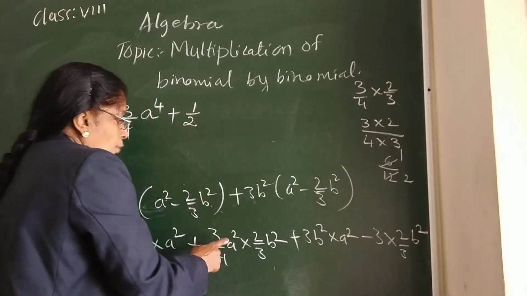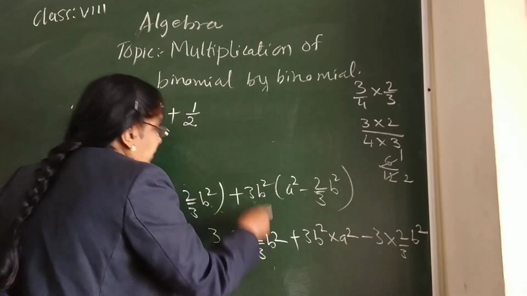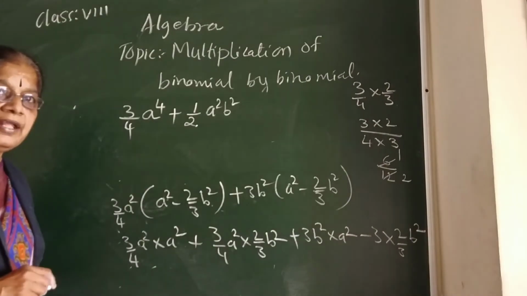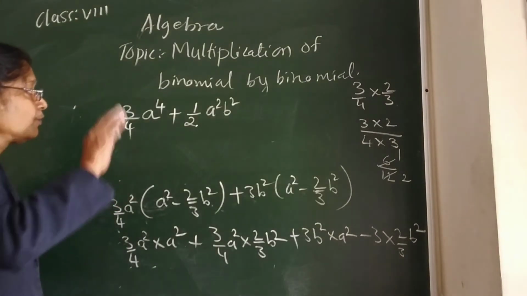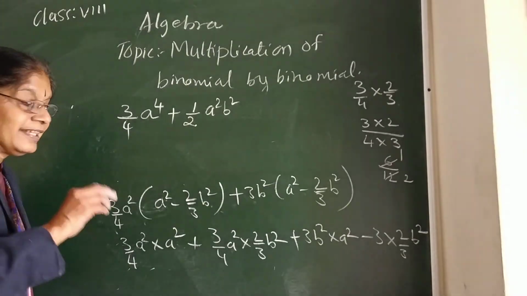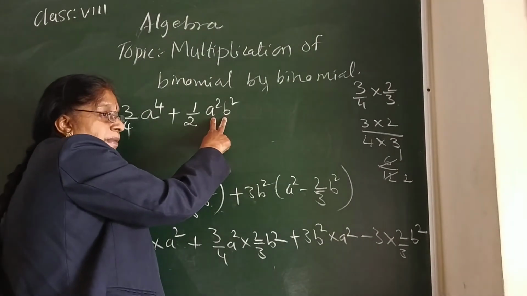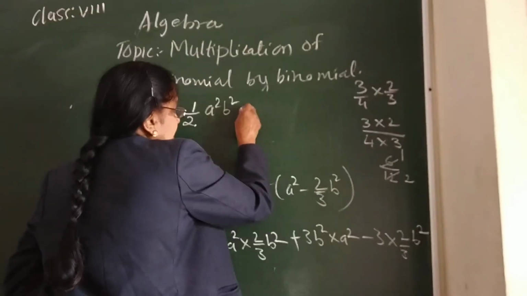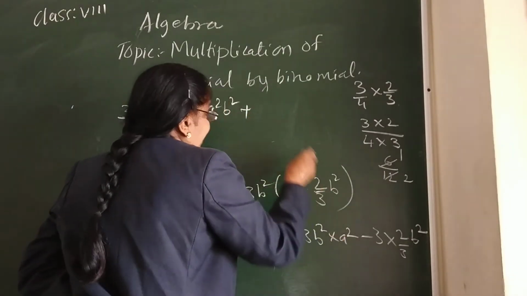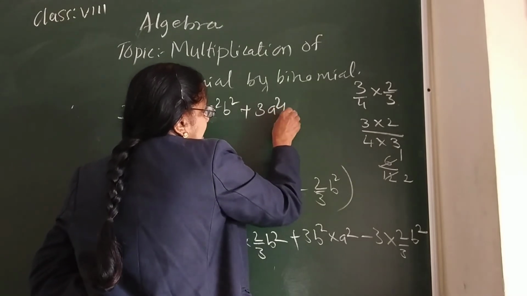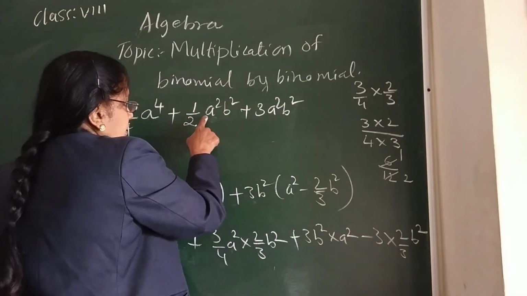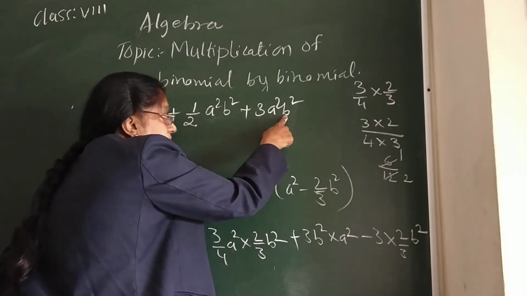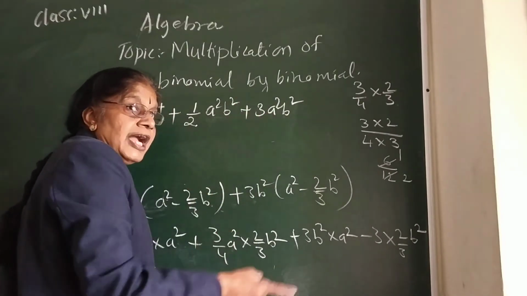Okay, 1 by 2. Then what is that? A square, b square. So a square into b square is a square b square. It won't become a to the power of 4, b to the power of 4. They are unlike terms, so multiplication of unlike terms will remain as it is. Next, what sign is that? Plus. 3b square a square is 3a square b square. I can write it down because here a square is there, so I have taken a square first. B square is there, I have taken b square. So this will become like terms. So I have changed it.